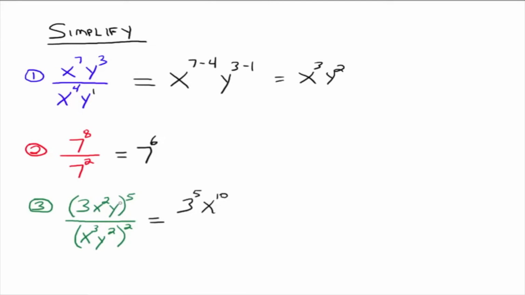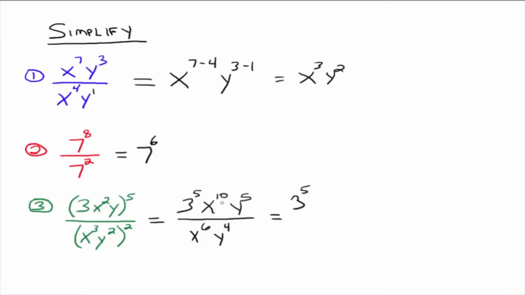And then y to the first to the 5th power, so 1 times 5 gives you 5. So that's the numerator, and that's one of the previous properties we've learned. And the denominator down here, we have x to the 6th, because 3 times 2 is 6, and 2 times 2 is 4, so y to the 4th. So we have to do that property first, and then we say, do we have anything else that we can do? Well, we'll leave 3 to the 5th alone, because there's nothing in the denominator to simplify that.